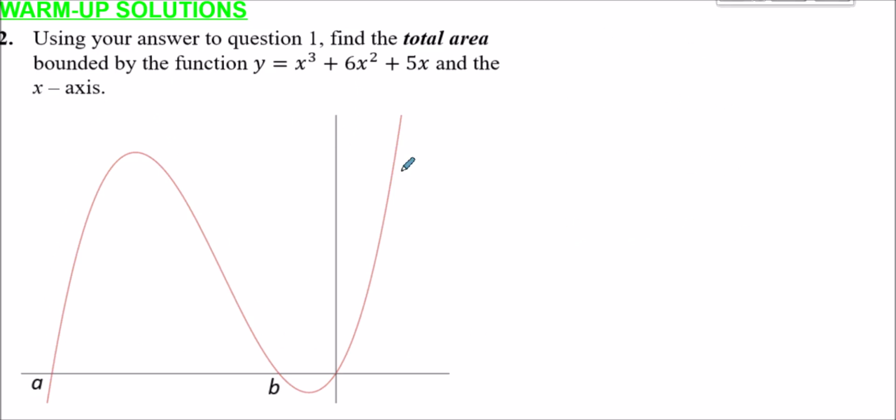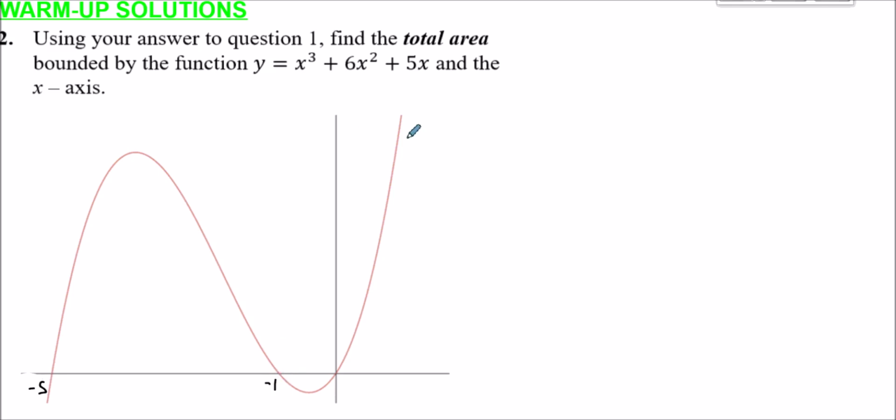So using the answer to question 1, let's just remind ourselves what we got from question 1 first of all. So from question 1 we got that a was minus 5 and that b was minus 1. So let's just fill these in. That's minus 5 and that's minus 1.